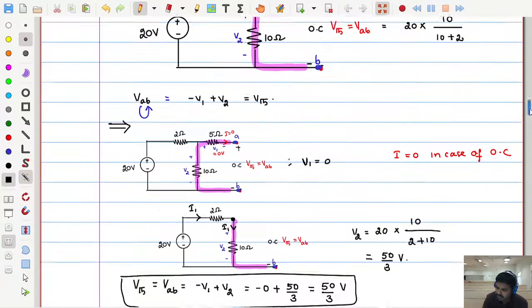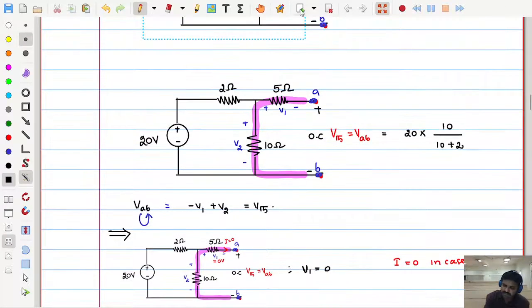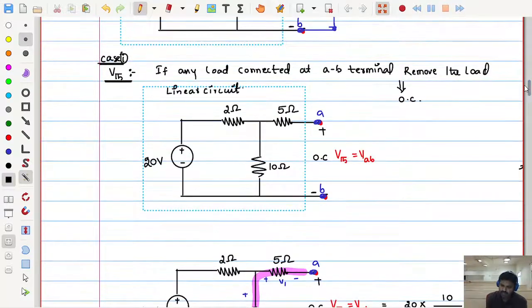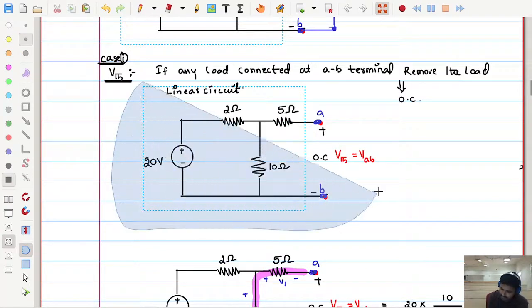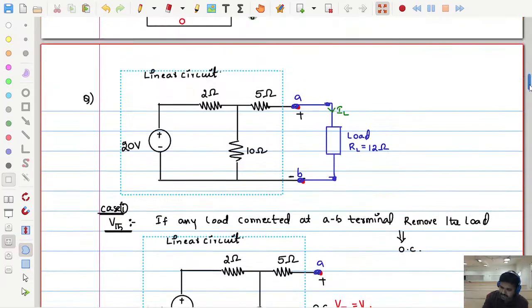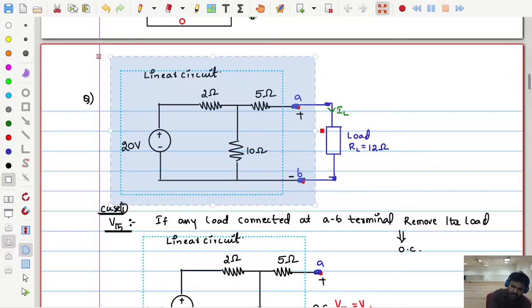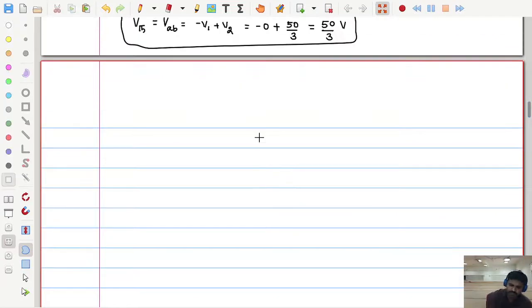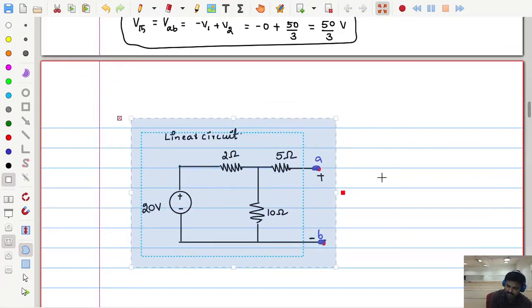Right. Now we got the VTH. Next step is finding the RTH. How do we find the RTH? Now again take the same diagram by removing the load. Or let me take it from the original circuit. This is the linear circuit. I don't want the load, I want to remove the load. For both these cases we would like to remove the load, thereby it creates the open circuit.